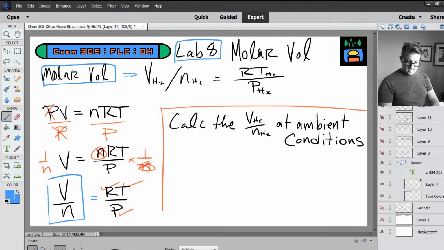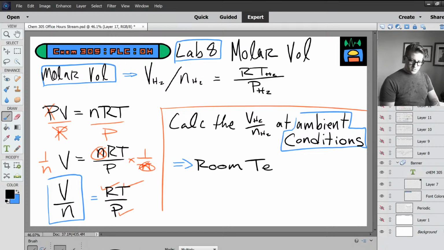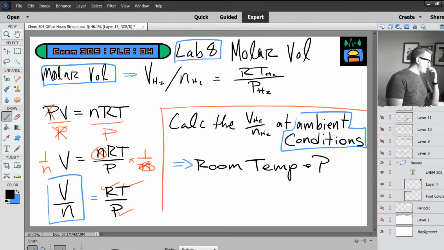This whole ambient conditions thing, that just simply means room temperature and pressure. So for example, just like the normal ambient conditions, molar volume of hydrogen under our normal conditions.